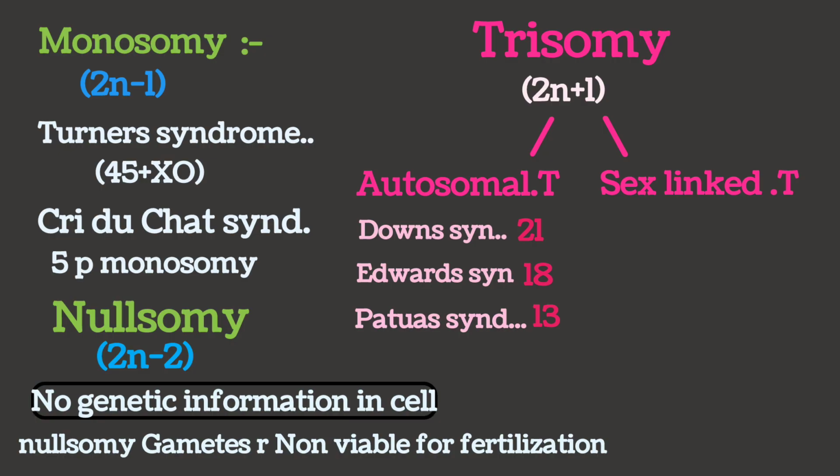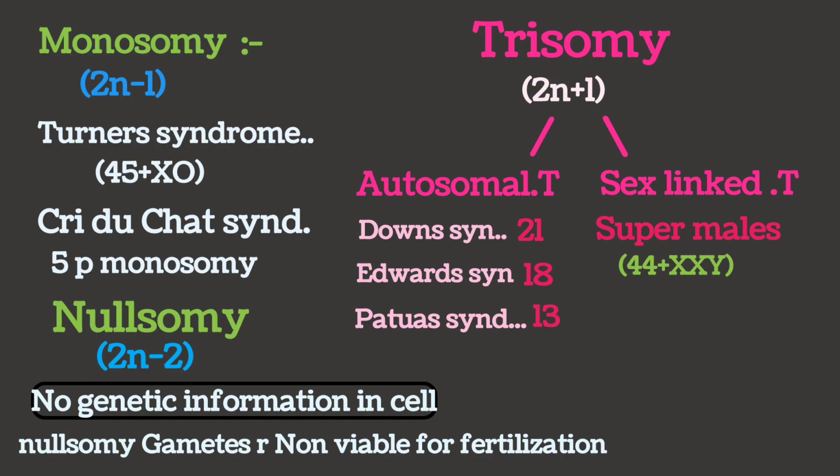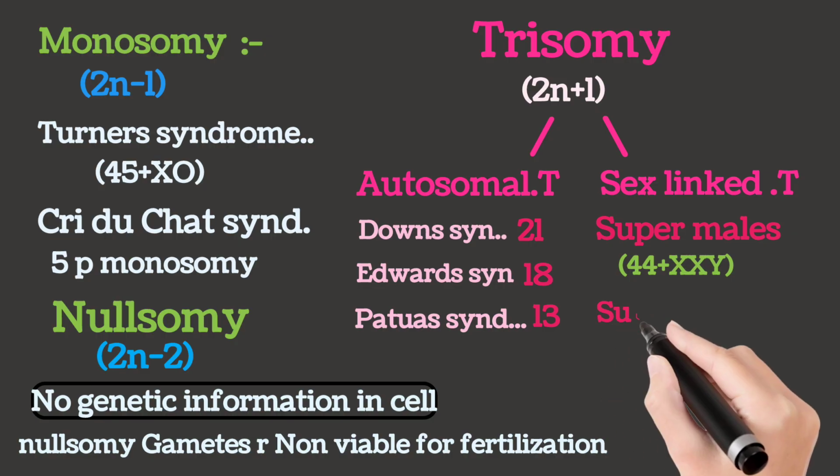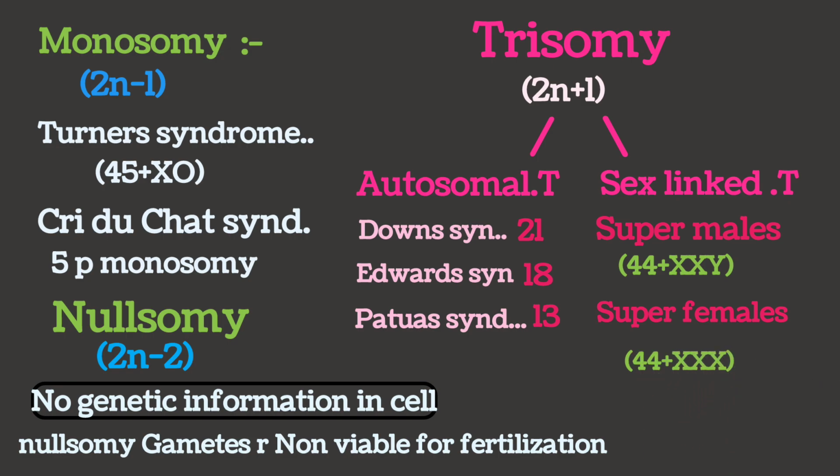Now jumping to the sex-linked trisomy conditions. Here the number one case is known as super males. It is also known as Jacob syndrome. The condition is 44 plus XYY. Normally we have 44 plus XY in males, but they are super males. Accordingly, super females. Here the condition is 44 plus triple X. Normally a female has 44 plus XX, but here the trisomy occurs in the X chromosome. Now at last we have one more sex-linked trisomy, Klinefelter syndrome, 44 plus XXY.